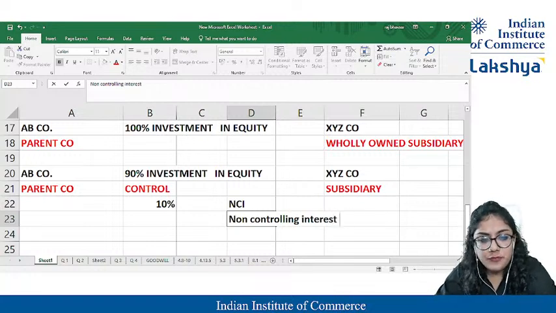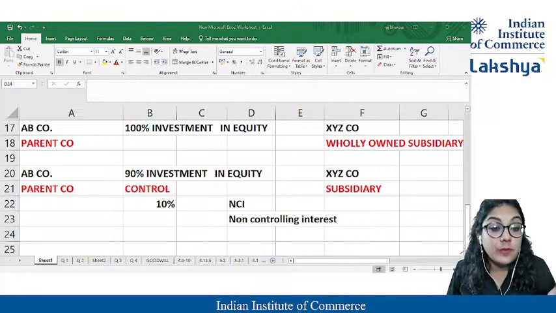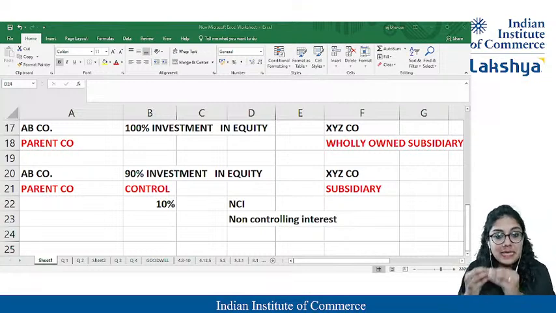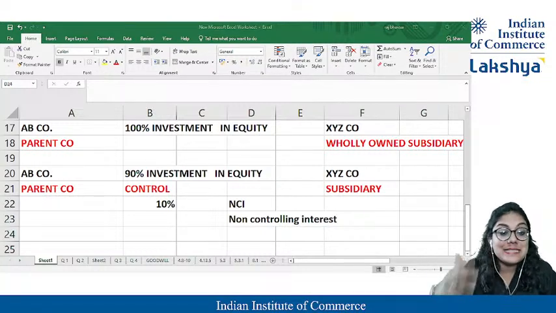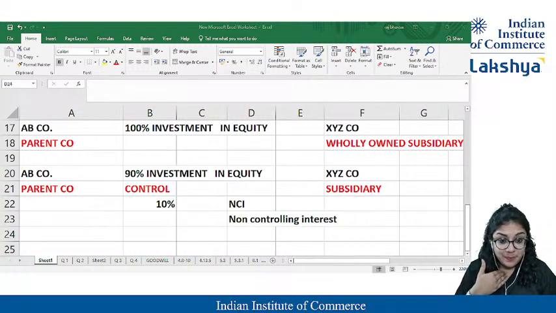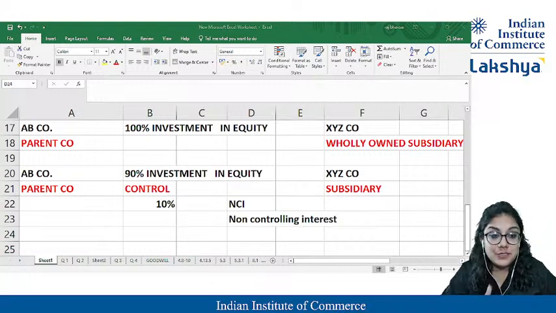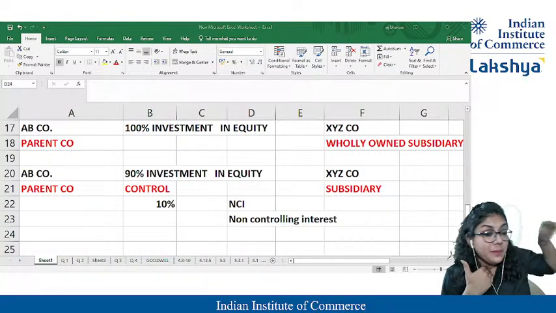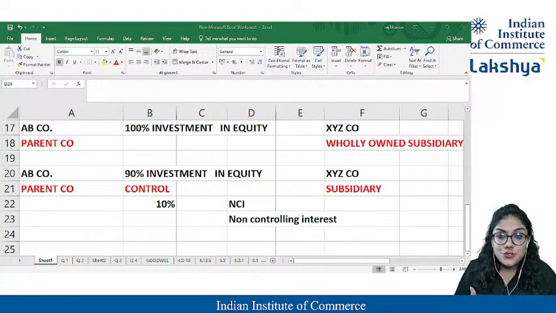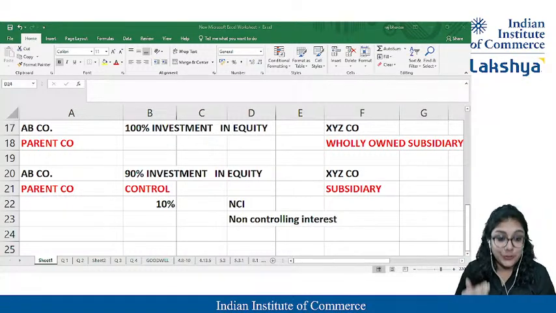What is the meaning of non-controlling? People would have heard the word NCI, or some people would have heard MI, that is minority interest. But in IFRS, MI is not considered, they are considering NCI, non-controlling interest. That means if I am the parent, all the ultimate decisions are taken by me and not by the NCI. So when I want to determine a relationship between parent and subsidiary, the important term is control.